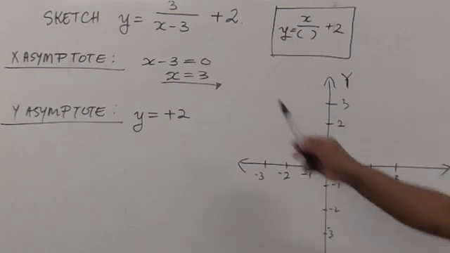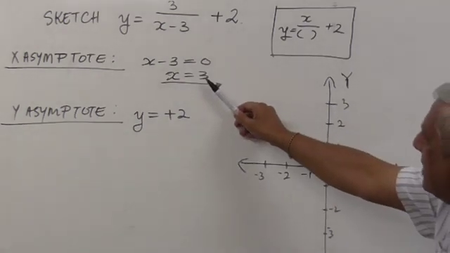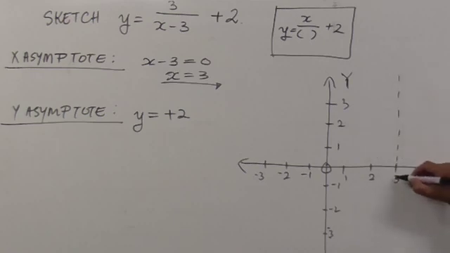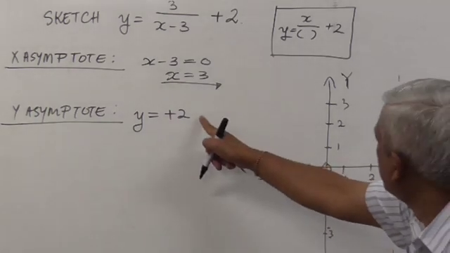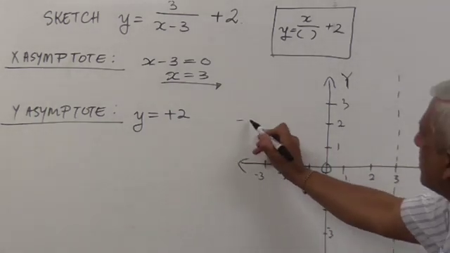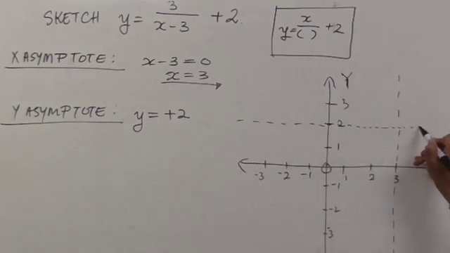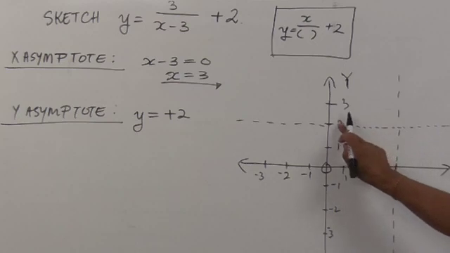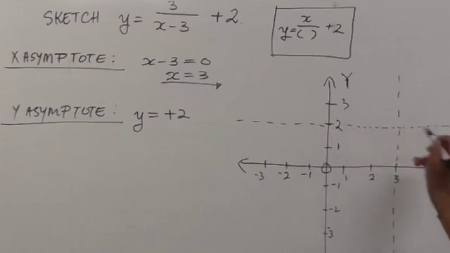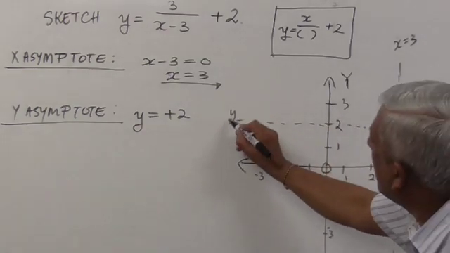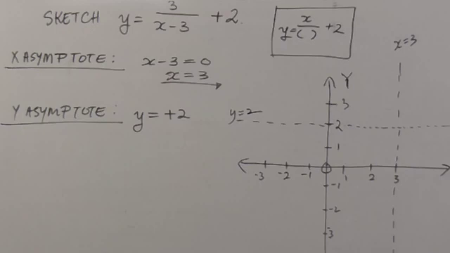Now be careful, this is a special graph. From your straight lines, you know x is equal to 3 is a vertical line, so there's the asymptote. So you draw the asymptote first. Next, y is equal to 2, which is a graph that goes this way. You have to know your straight lines very well to understand all these graphs. Now you've drawn the two asymptotes. This is x equal to 3, and this one is y is equal to 2.